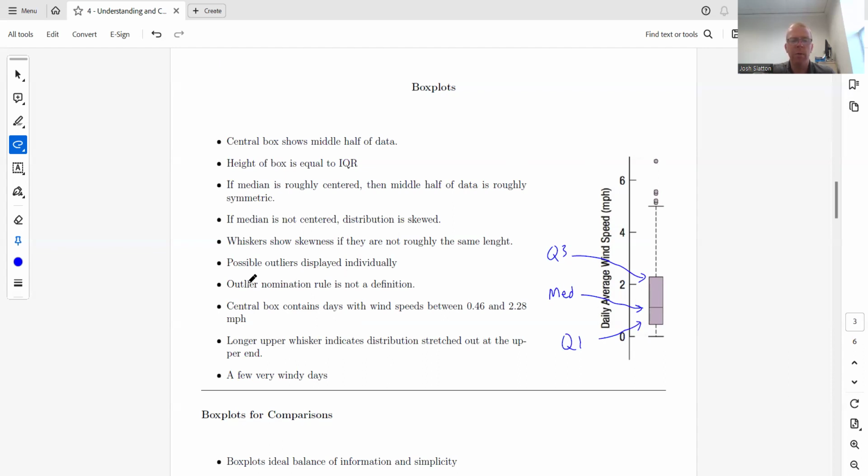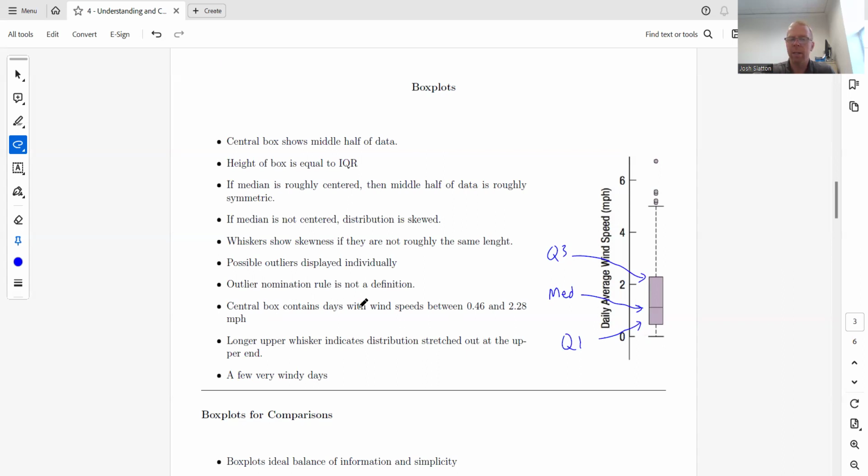Possible outliers are displayed individually. The outlier nomination rule is not a definition, so it depends on how spread out your data are. If your data is very close together, you could still have one that might be considered an outlier, and it doesn't have to be that far away to be a possible outlier. It's all relative to how spread out your data are, generally speaking. But these are guidelines, and we'll talk about rules for where we set these, and then we can talk about if they actually are outliers or not.